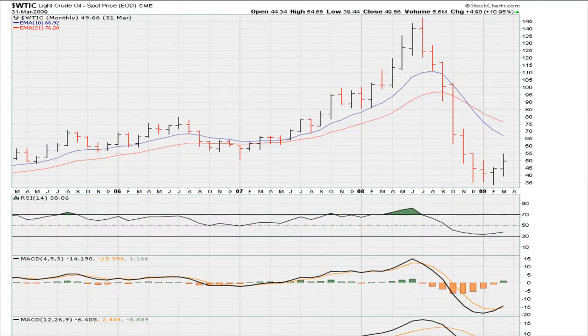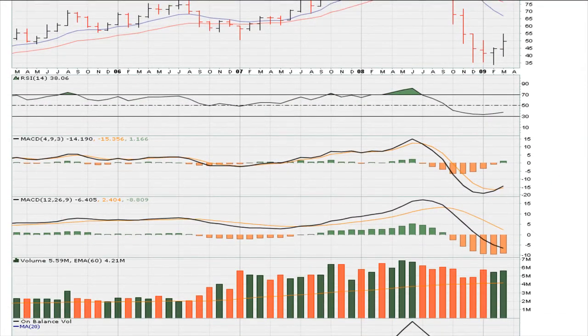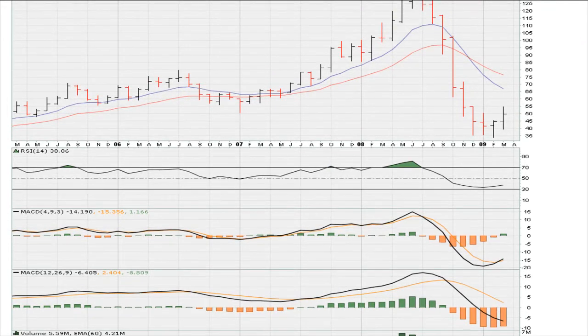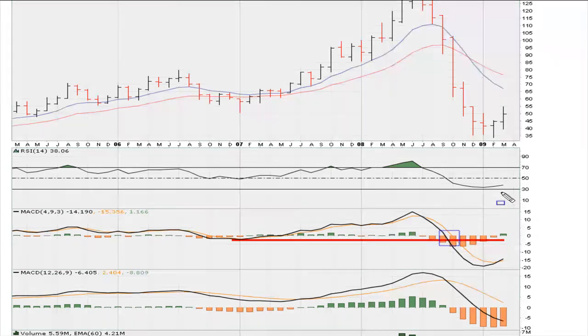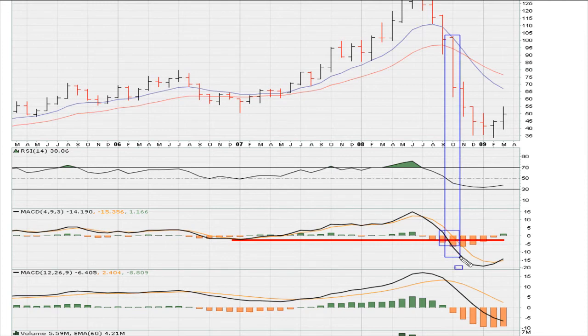We can also see that the MACDs were showing sell signals, as you can see here, moving to 3-year lows and also dropping below zero on that MACD time frame, which corresponds with this period here. And if we go lower, we can see also that the main MACD would soon follow, as it also dropped below zero and also to 3-year lows.